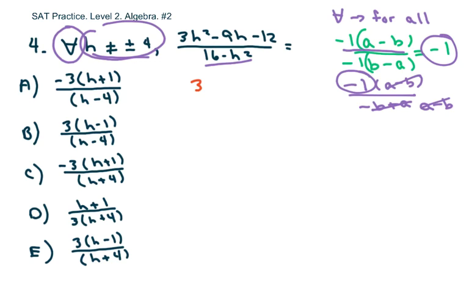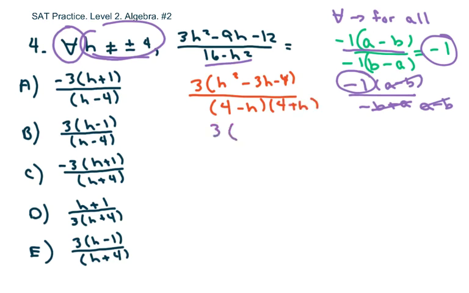So we're going to go ahead and factor out the 3, and you're going to get H squared minus 3H minus 4. We're going to go ahead and factor the denominator with the difference of squares, which will be 4 minus H times, this is supposed to be a 4, sorry, 4 plus H. And now factor the numerator some more, and that's going to be H minus 4 times H plus 1, and copy down your denominator.